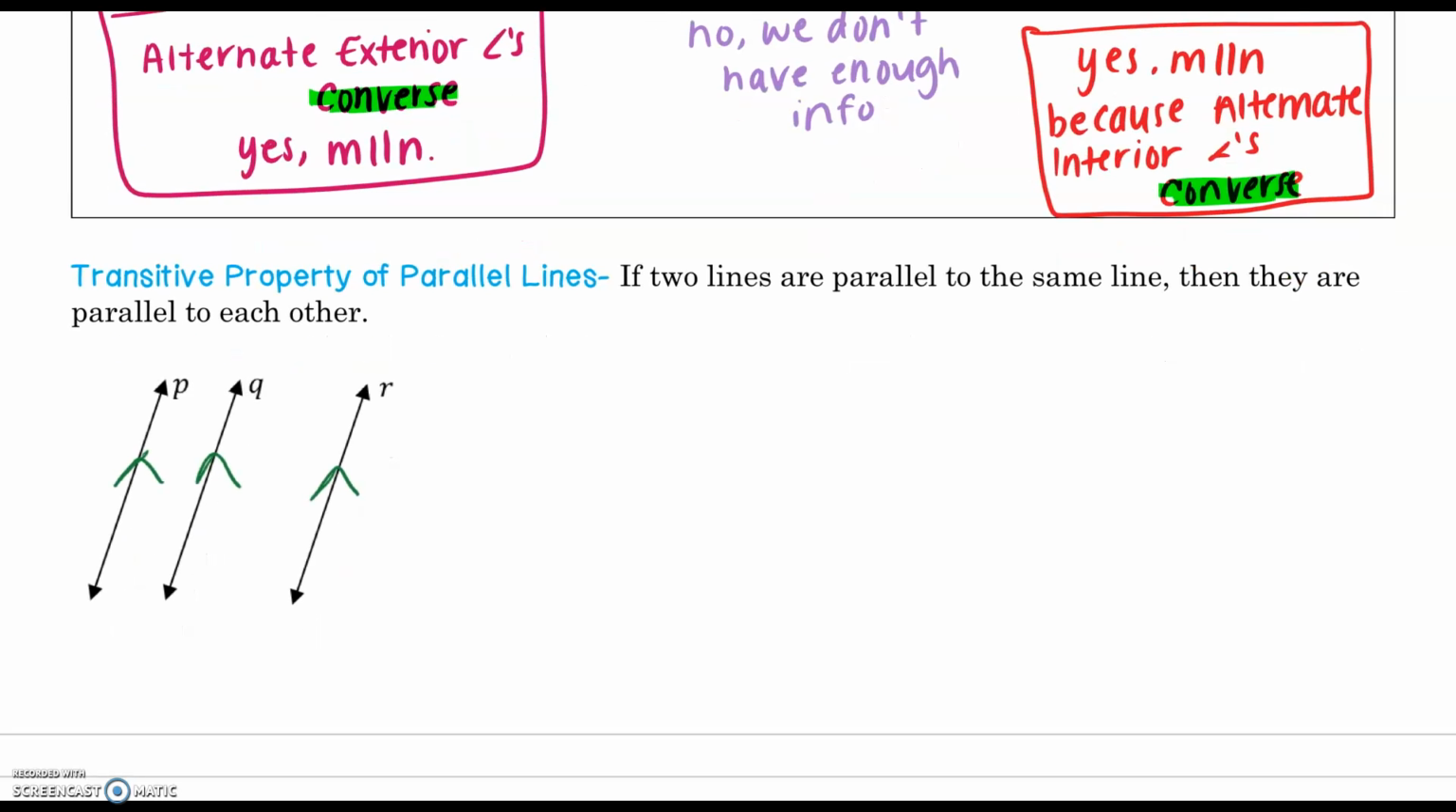The transitive property of parallel lines: if two lines are parallel to the same line, then they are parallel to each other. So if P is parallel to Q and P is parallel to R, then we can say R is parallel to Q. So then all three are parallel to each other.